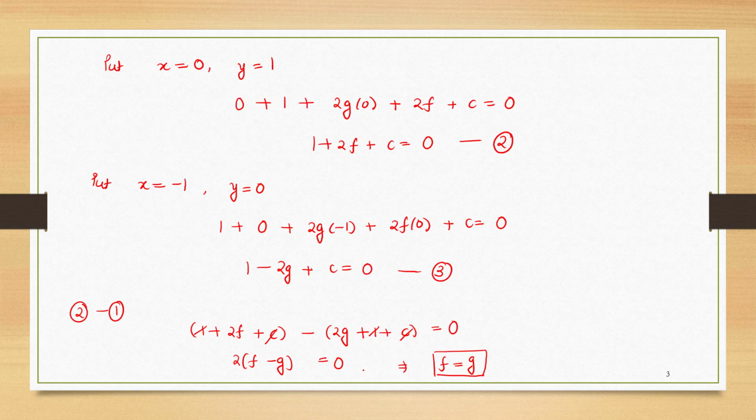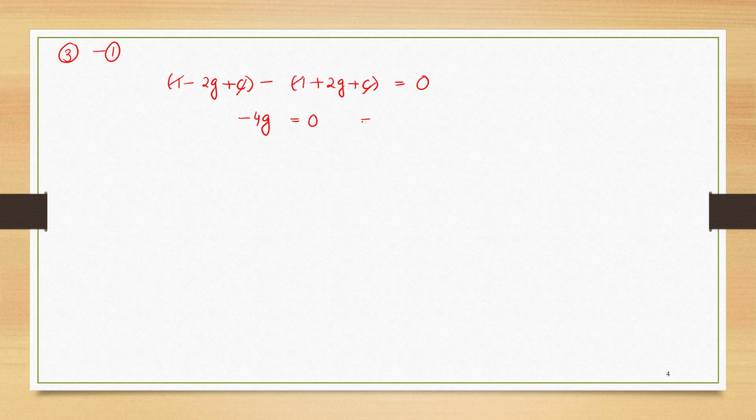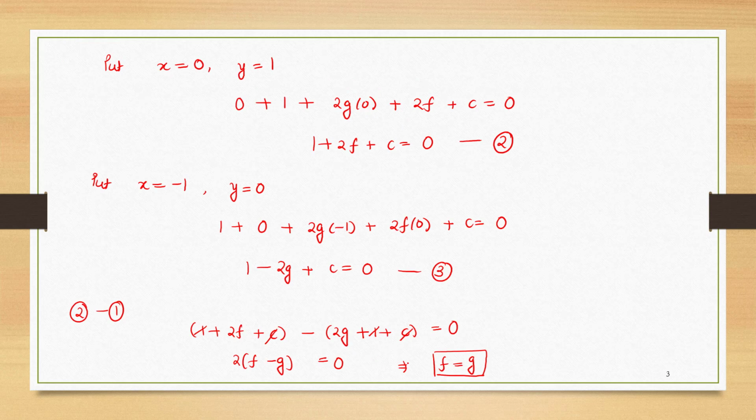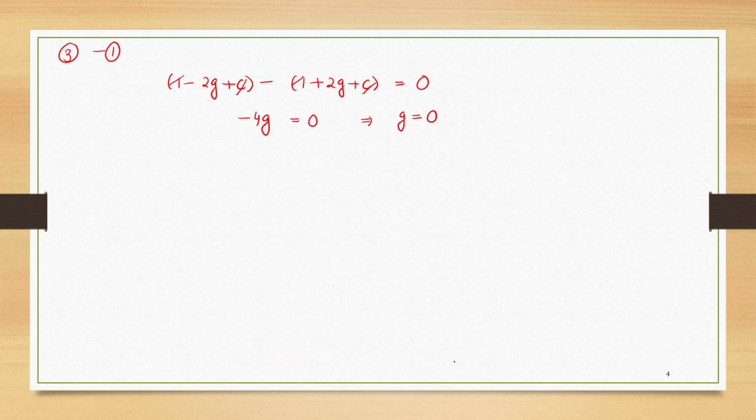Now we do 3 minus 1. 3 is 1 - 2g + c and 1 is 1 + 2g + c, equal to 0. That is 1 is cancelled with 1, -2g becomes -4g, c is cancelled. So it gives me g is equal to 0. Also we have done here that f is equal to g. So if g is 0, f is also 0.